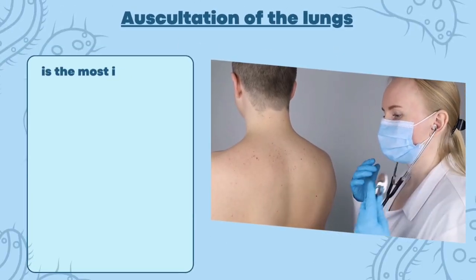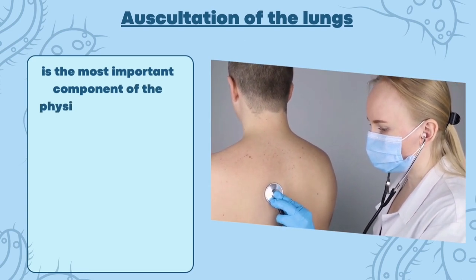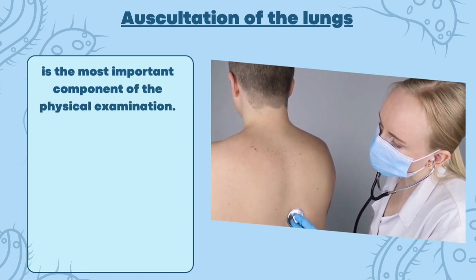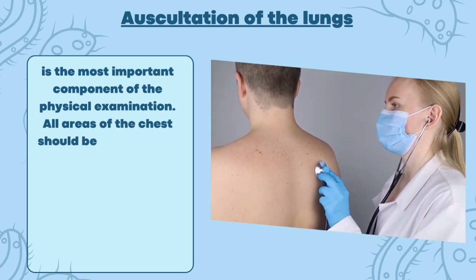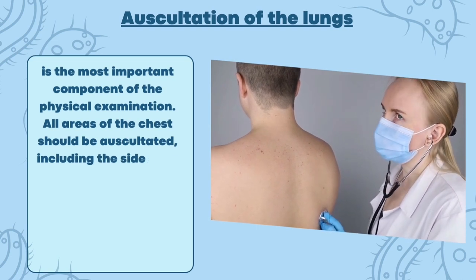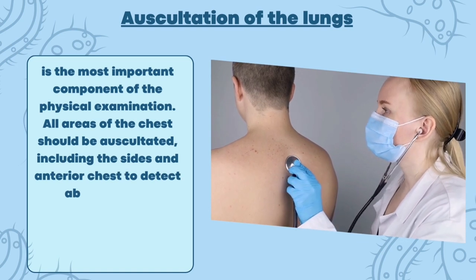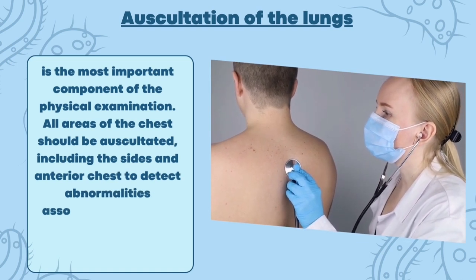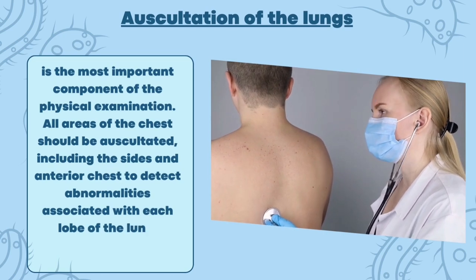Auscultation of the lungs is the most important component of the physical examination. All areas of the chest should be auscultated, including the sides and anterior chest, to detect abnormalities associated with each lobe of the lung.